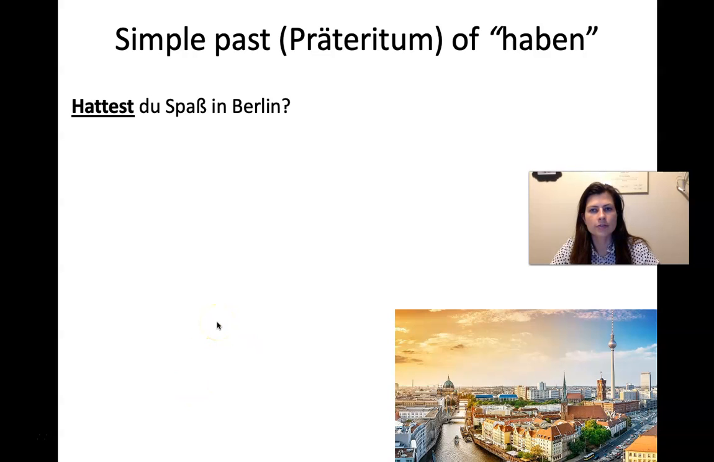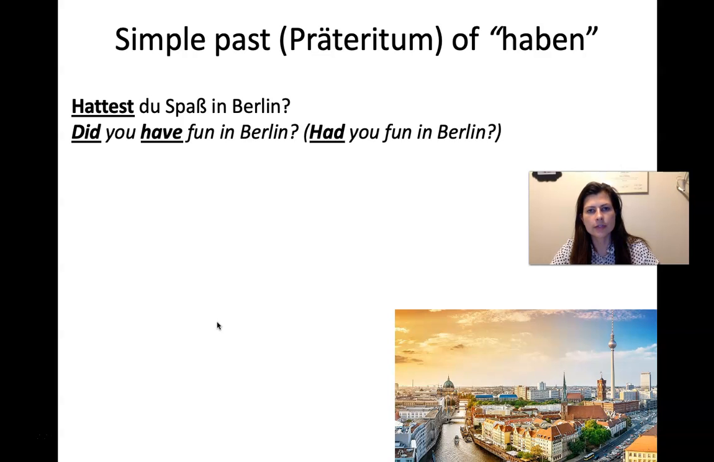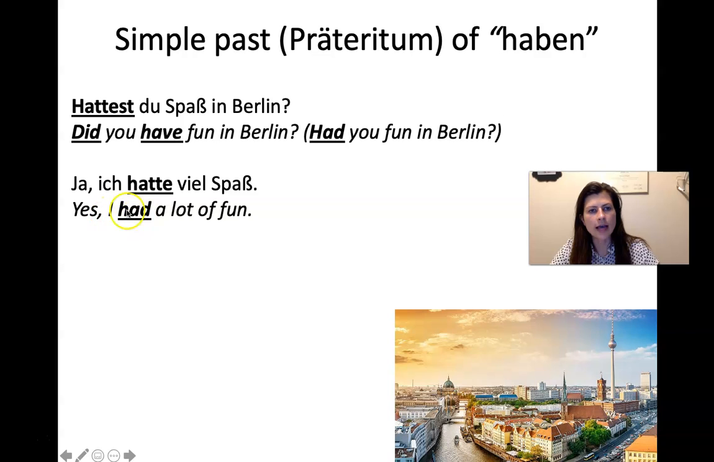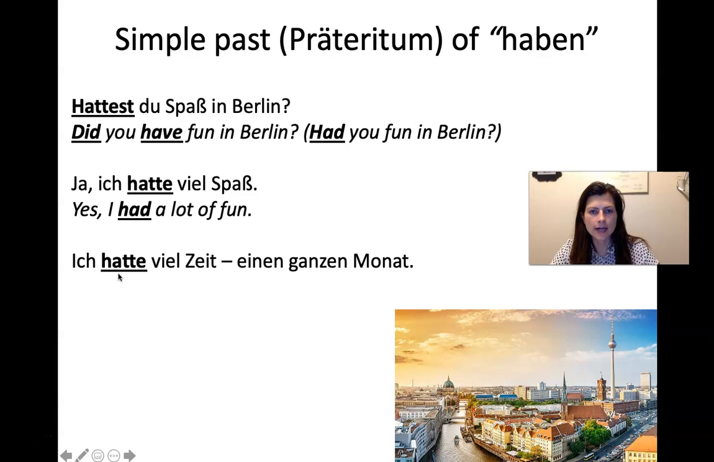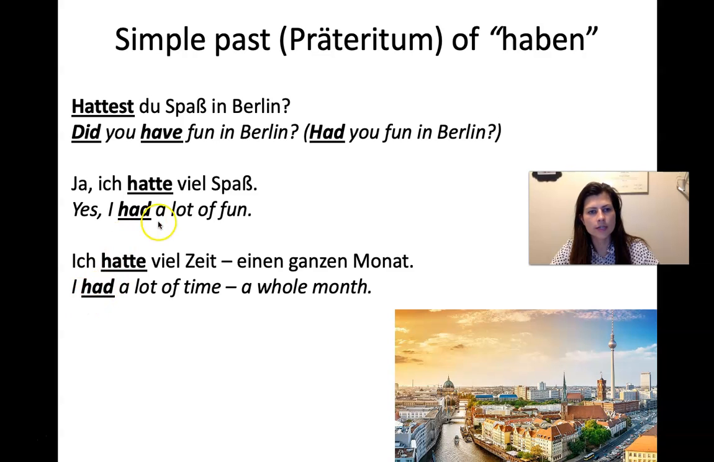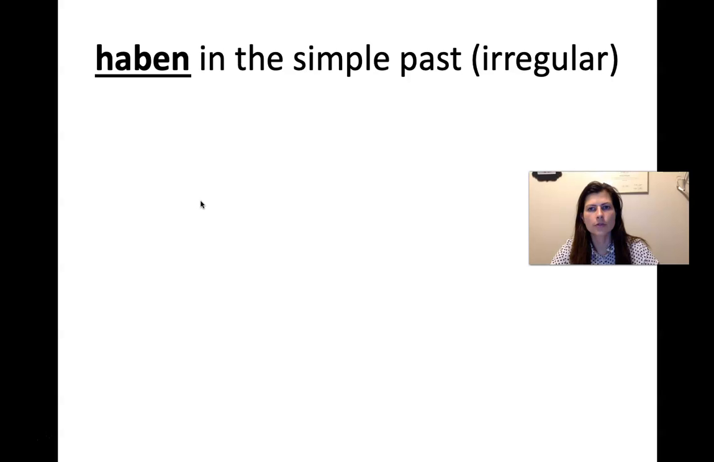So we have, for example, hattest du Spaß in Berlin, which would be, did you have fun in Berlin? Or hattest du would be like, had you, right? We do this kind of construction in English, but it's just hattest, du hattest, had you, you had. So that's the simple past. Ja, ich hatte viel Spaß. Yes, I had a lot of fun. Ich hatte, I had. Ich hatte viel Zeit, einen ganzen Monat. I had a lot of time, a whole month. Ich hatte viel Zeit.